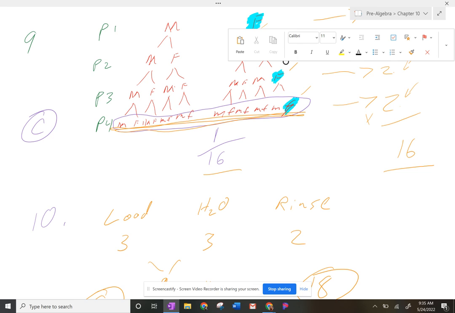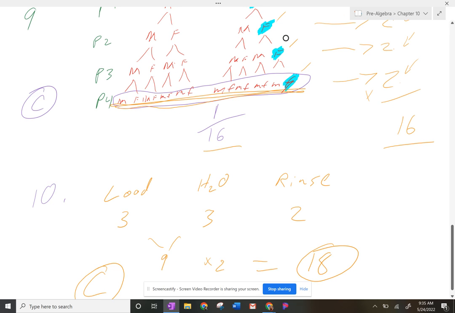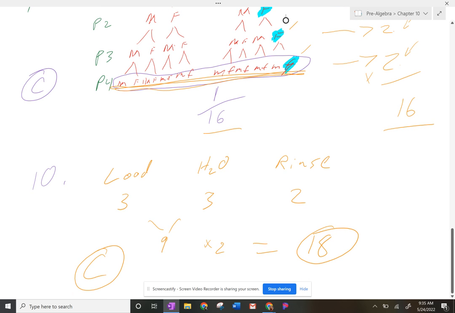So again, I've got 3 choices for loads, 3 choices for water, 2 choices for rinse. I can multiply all those together. 3 times 3 times 2. 3 times 3 is 9, times 2 is going to be 18. So my total options for the washing machine is 18 possible outcomes that I could have done.